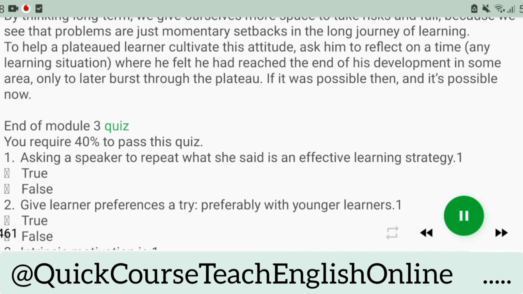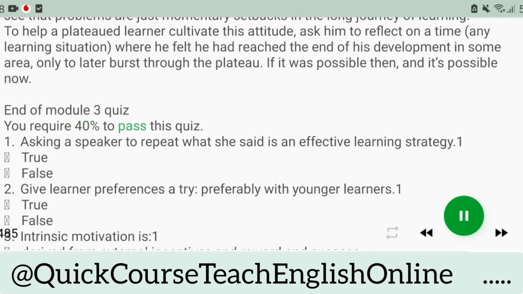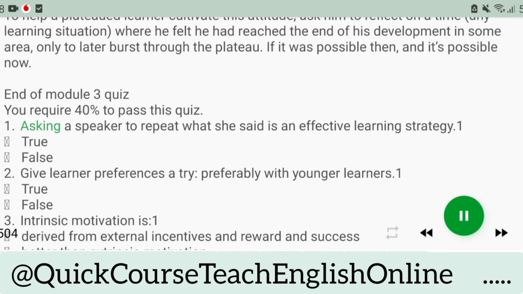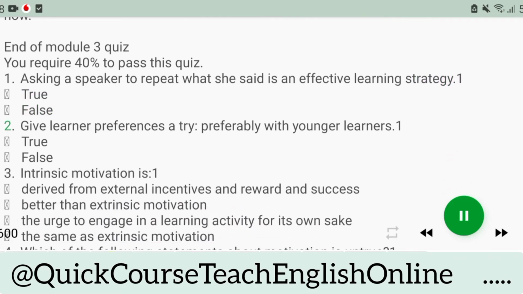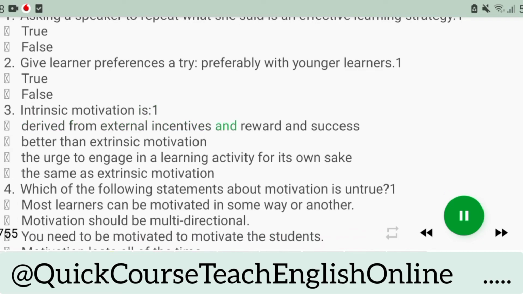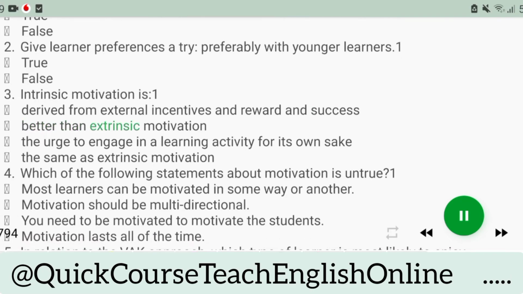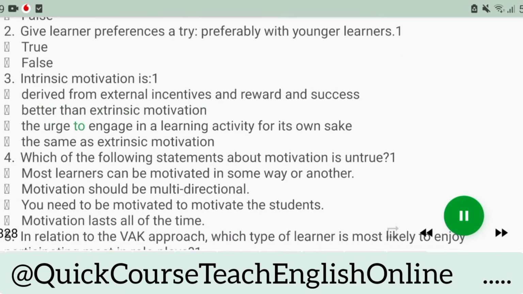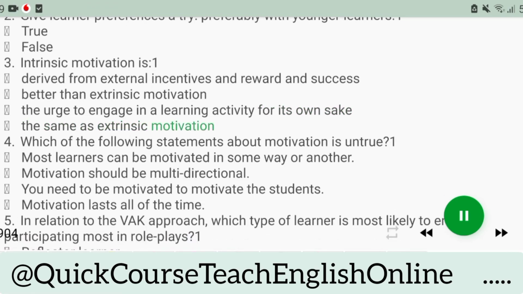End of Module 3 quiz. You require 40% to pass this quiz. 1. Asking a speaker to repeat what she said is an effective learning strategy. True. False. 2. Give learner preferences a try, preferably with younger learners. True. False. 3. Intrinsic motivation is: derived from external incentives and reward and success; better than extrinsic motivation; the urge to engage in a learning activity for its own sake; the same as extrinsic motivation.